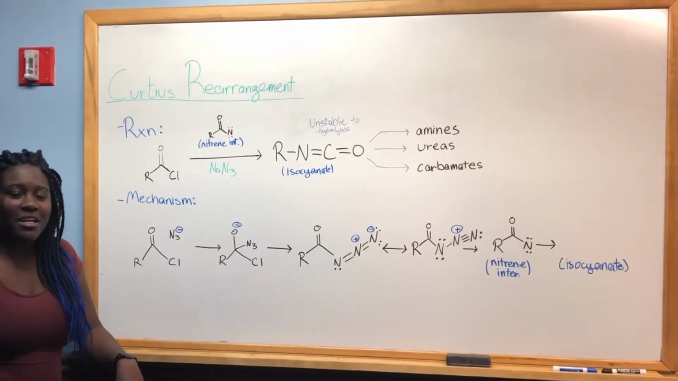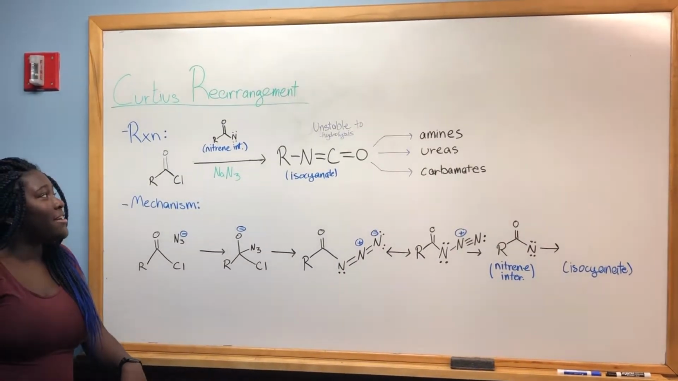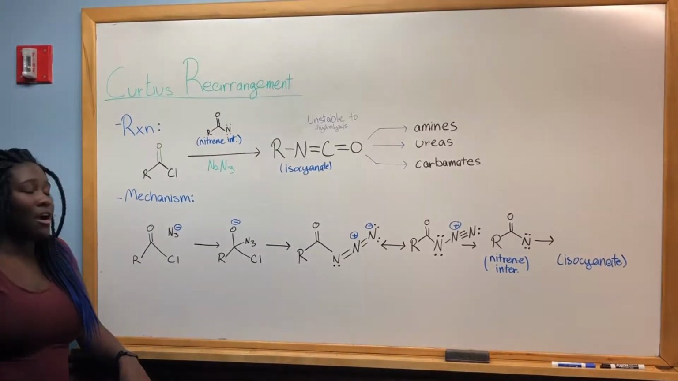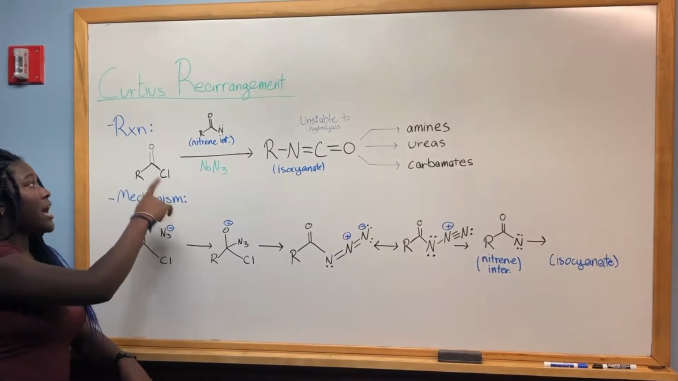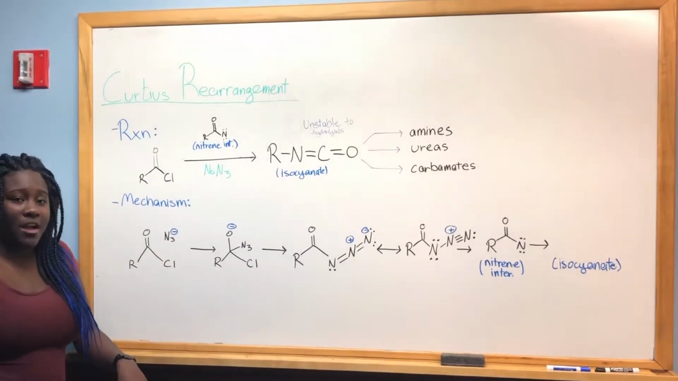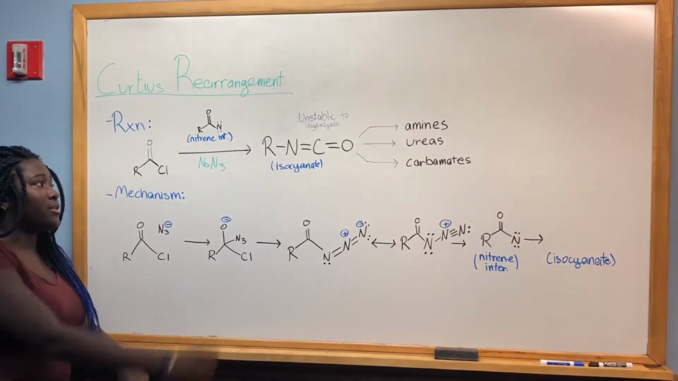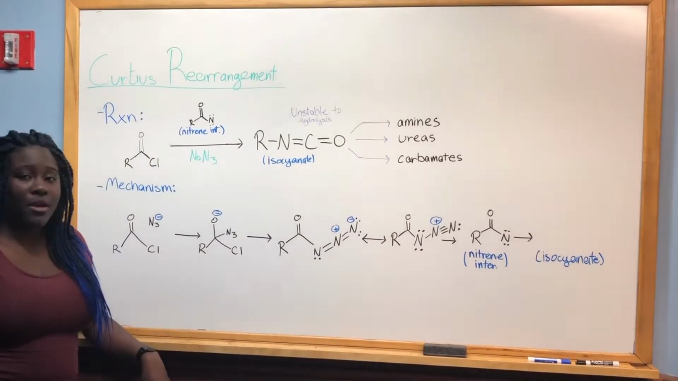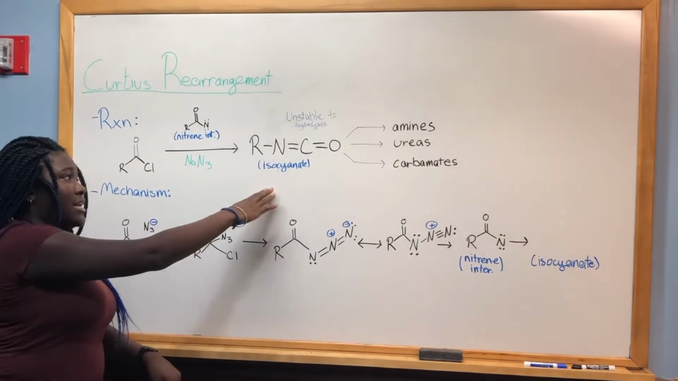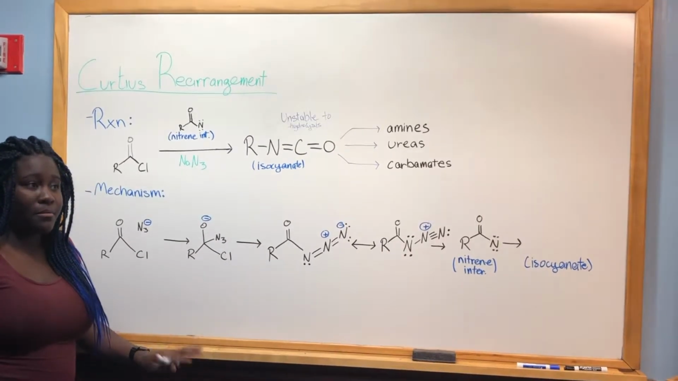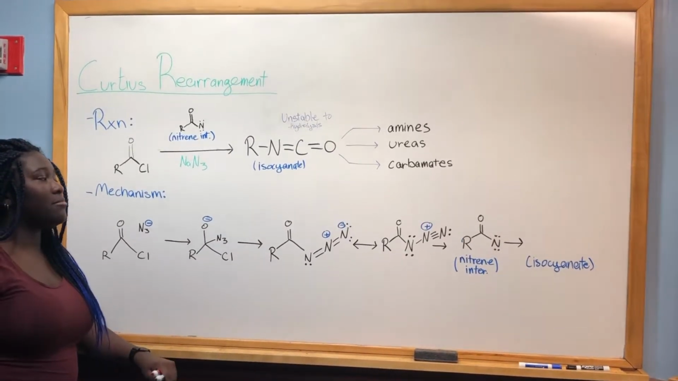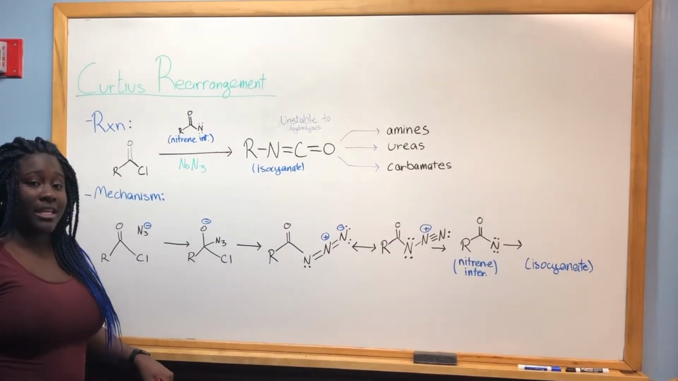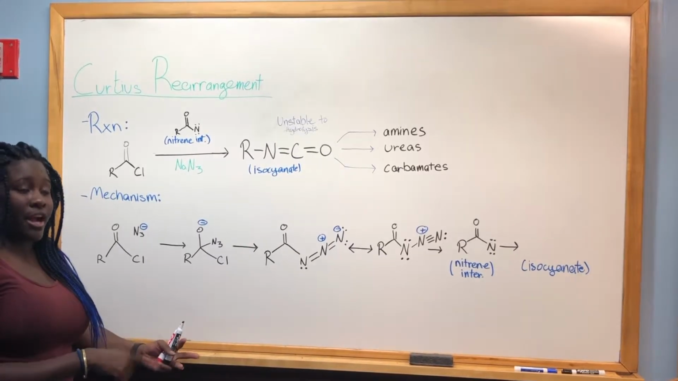Guys, so today we're working on the Curtius rearrangement, and the major players in this reaction include activated carboxylic derivatives. Here we have acetyl chloride, and it will interact with nitrogen in the form of sodium azide to give us isocyanate. Now, it's important to note that isocyanate is unstable to hydrolysis, but because of this, in lab settings, it can be used as a building block to create things like amines, ureas, and carbamates.